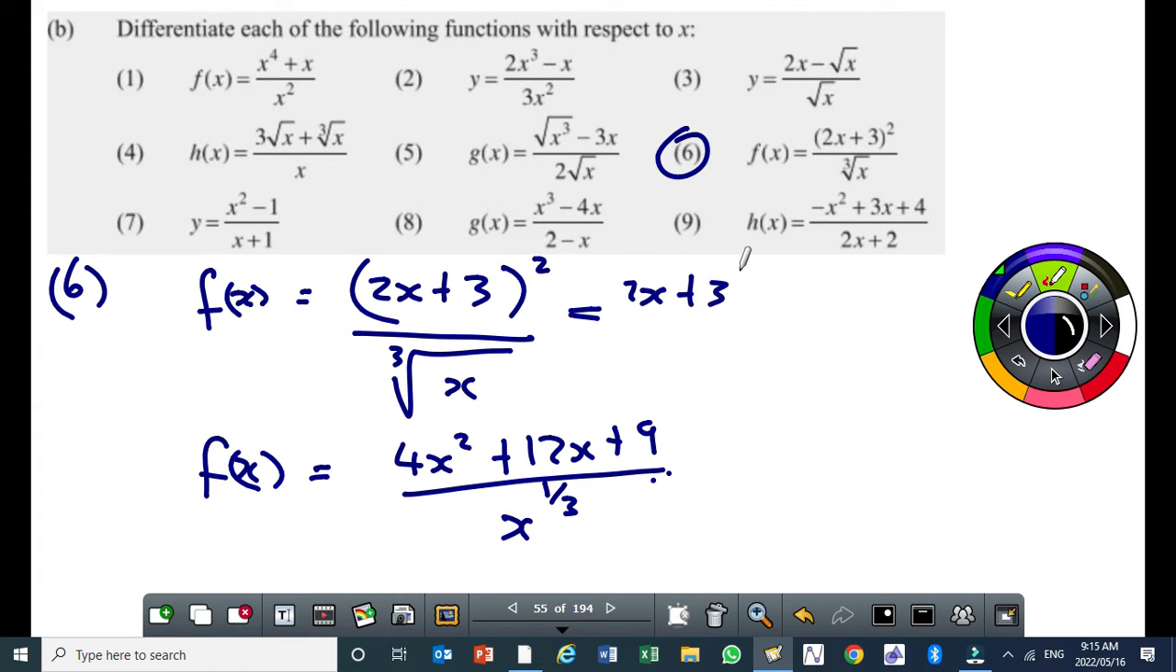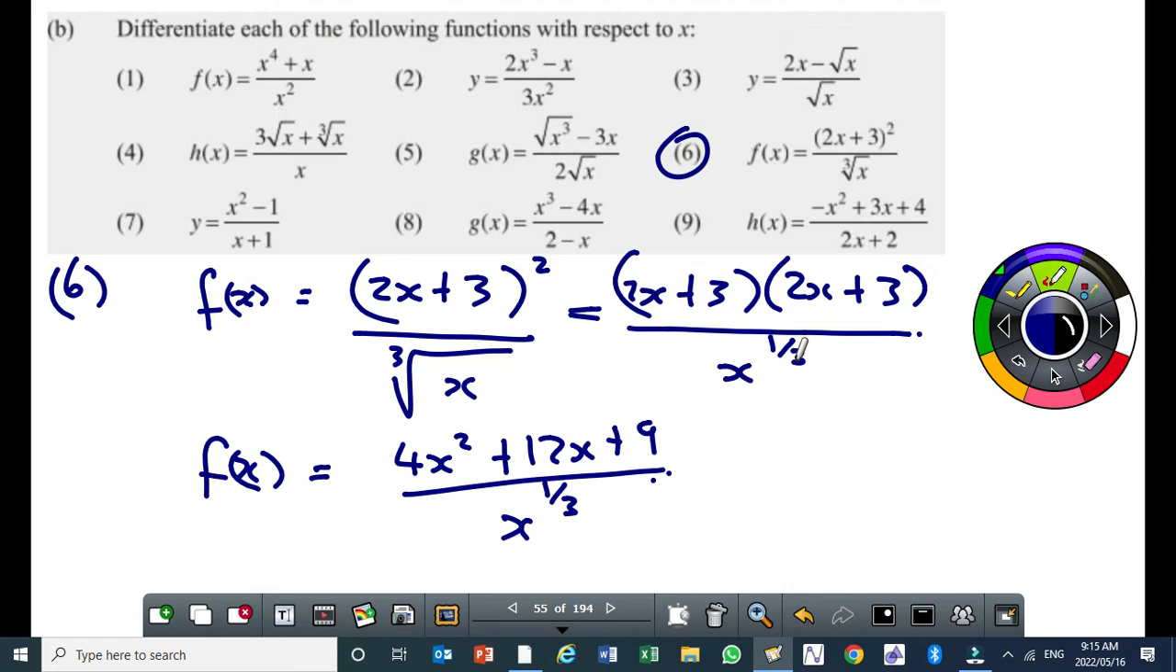So it will be 2x plus 3 times 2x plus 3, all over the denominator, which can be written as x to the power of a third. This is coming from your grade 10 and grade 11. Using FOIL, 2x times 2x is 4x squared. 2x times 3 is 6x. Then 3 times 2x is another 6x. If you add the two, you get 12x. Then 3 times 3 gives you 9.